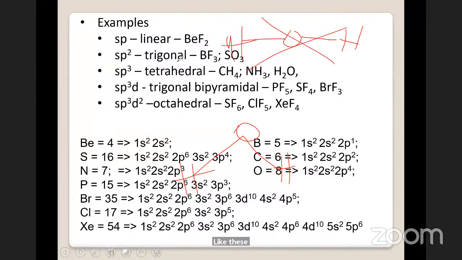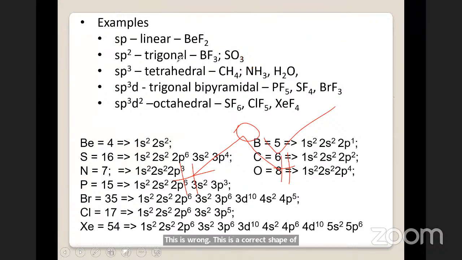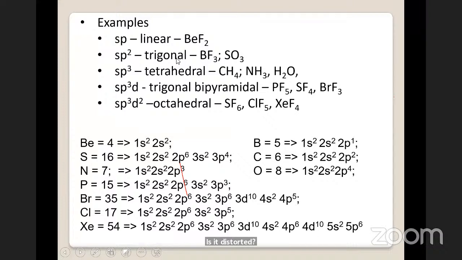This is wrong. This is the correct shape of water. When you have that as the correct shape of water, it is a distorted tetrahedral structure. Later in the class, I will go to the explanation of the shape. So this is further explaining all that I've explained in that slide.